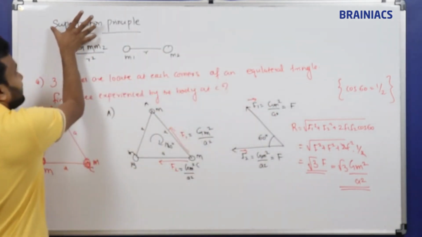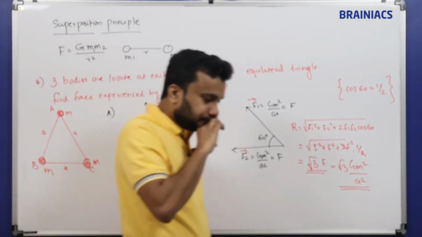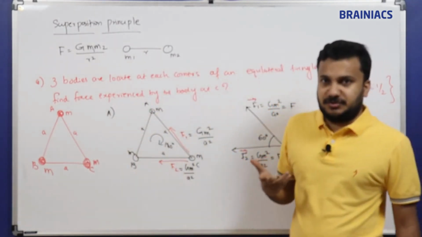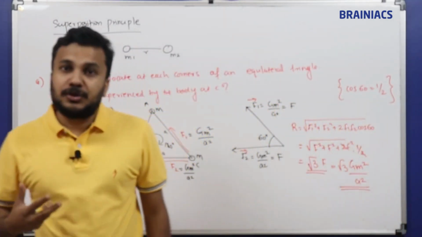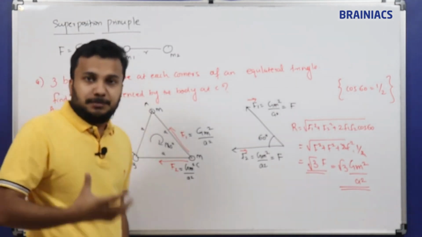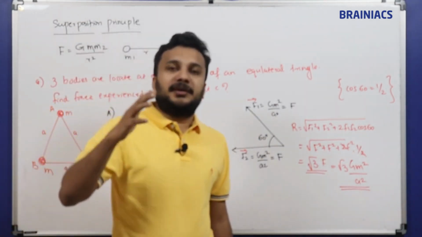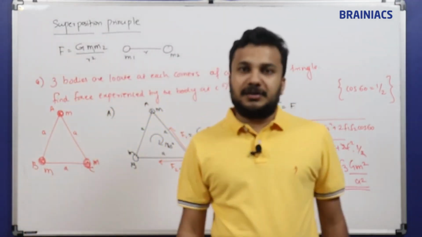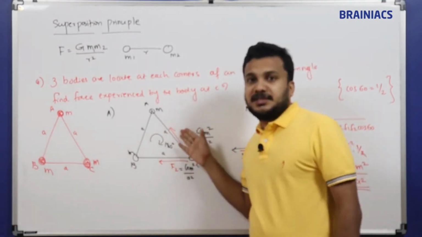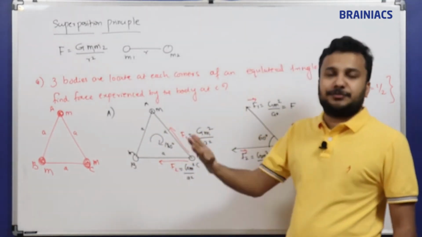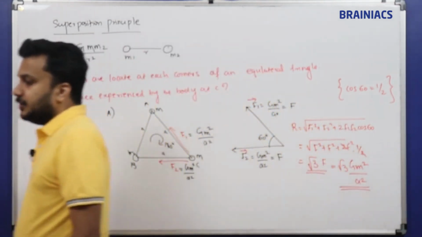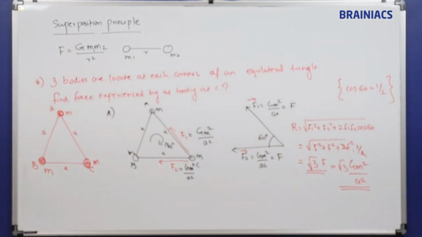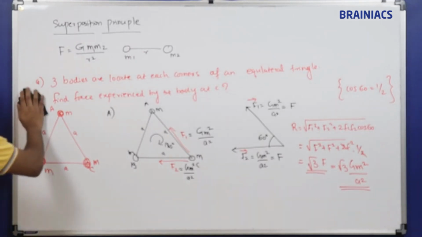The resultant is called superimposed. So you can apply the superposition principle to any vector quantity. It's not only for Newton's law of gravitation. Wherever you see two vector quantities coming at the same time and you want to find the resultant of the two vector quantities, you can use the superposition principle. So this is quite important to know. Okay, so let's do another question.